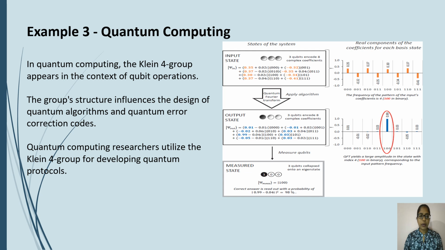Example 3. Quantum computing. In quantum computing, the Klein-4 group appears in the context of qubit operations. The group structure influences the design of quantum algorithms and quantum error correction codes. Quantum computing researchers utilize the Klein-4 group for developing quantum protocols.